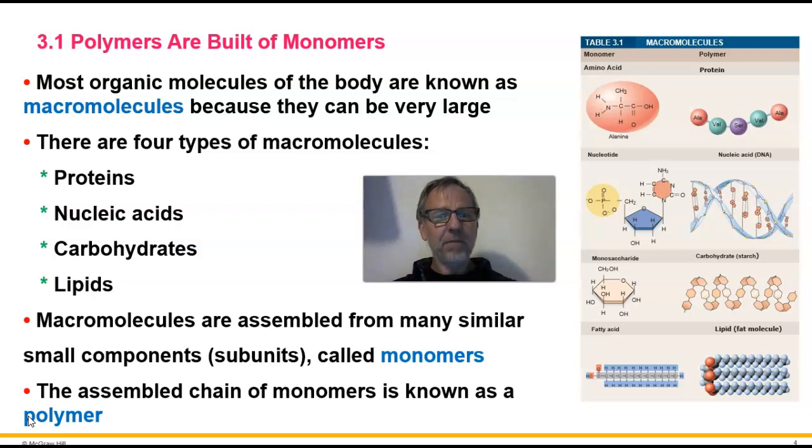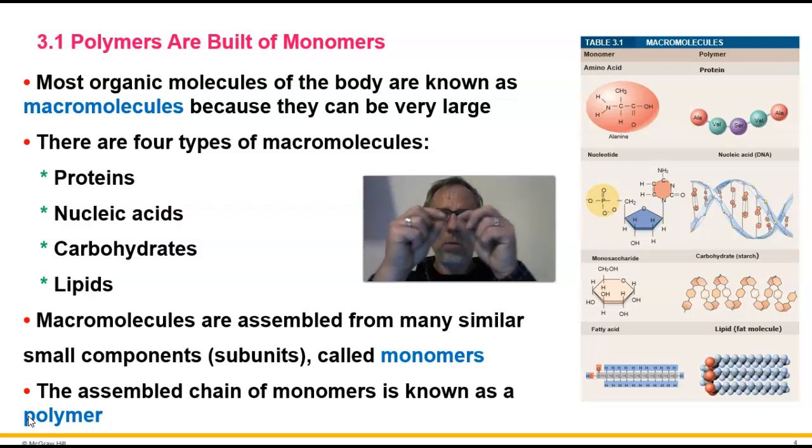And then finally, the last point on here: if you take a bunch of monomers, a bunch of little building blocks, and put them together, you will make a polymer. So a polymer is a long chain of monomers. Look at the table that I have on the slide, table 3.1. At the top there, one of the types of monomers is called amino acids. Those are little subunits, little building block molecules.